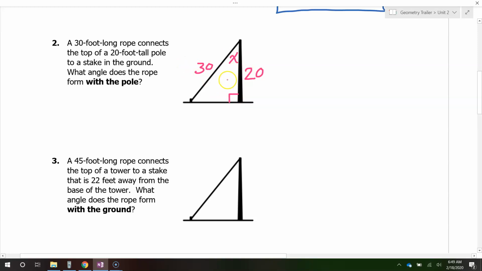So let's label the sides like we always do. The hypotenuse is across from the 90-degree angle. If you circle the angle that we are trying to find and draw an arrow, that will point at the opposite side. The other side will be the adjacent side. Then you can go ahead and write SOH CAH TOA.